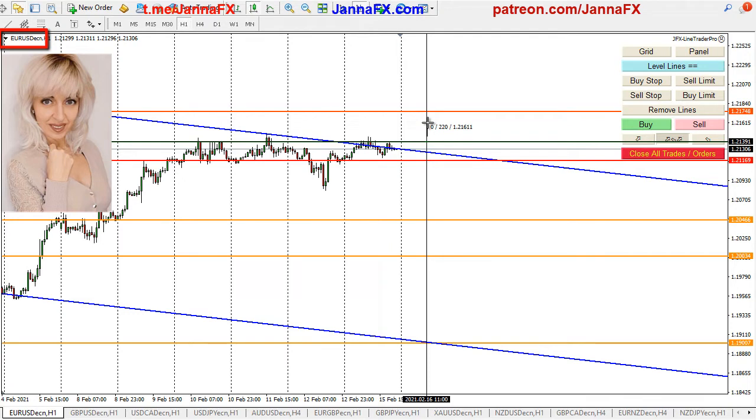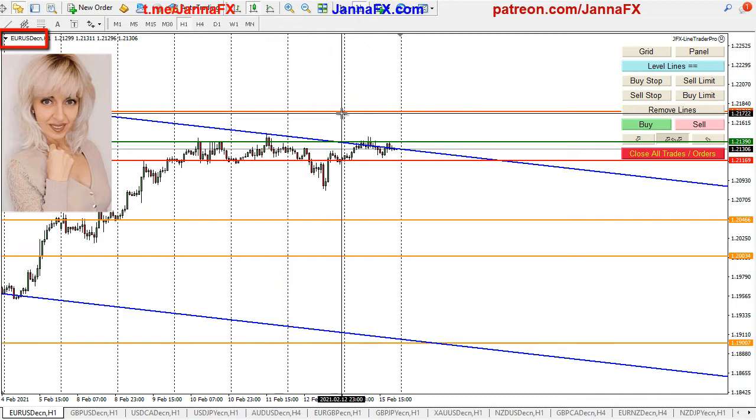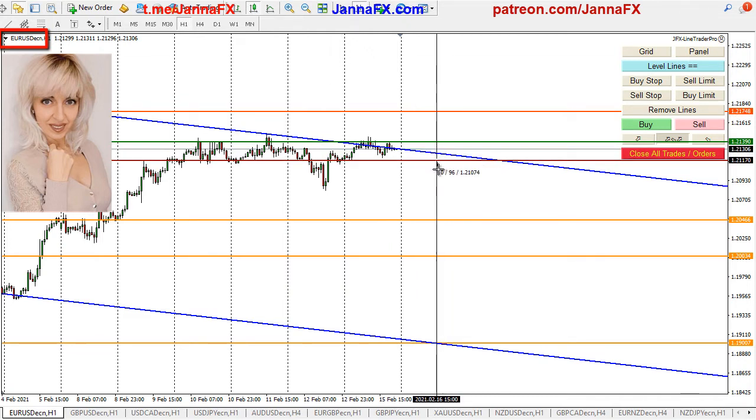Or 200 points. So for example, the entry point would be here: if it goes up, it goes into buy, and if it moves 20 pips down, it goes into sell. The stops are the opposite. The stop for the buy order would be where the sell entry is, 20 pips below, and the stop for the sell would be 20 pips above, at the entry point for the buy.